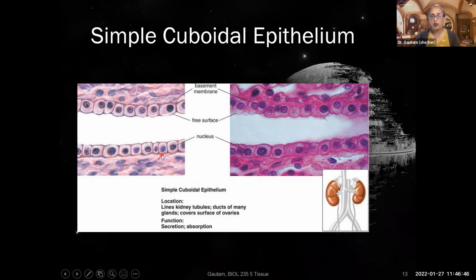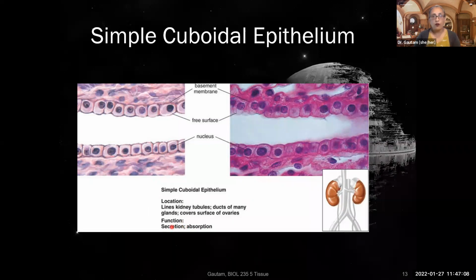So what is the function of simple cuboidal? Simple cuboidal is going to be secretion and absorption. And really, for the most part, their main function is secretion. You'll find cuboidal cells make up the different glandular epithelial cells. They do have a function in absorption, but really their major function is secretion.